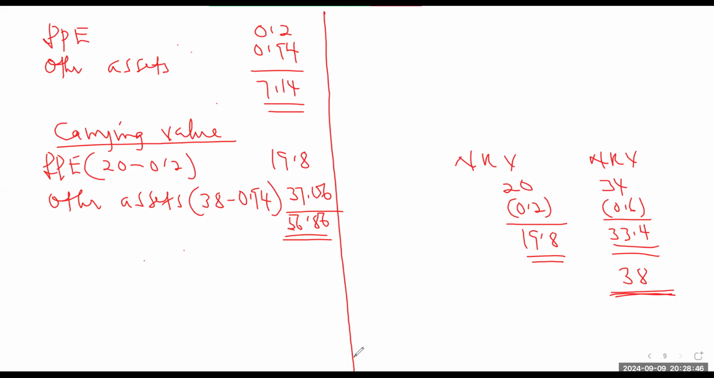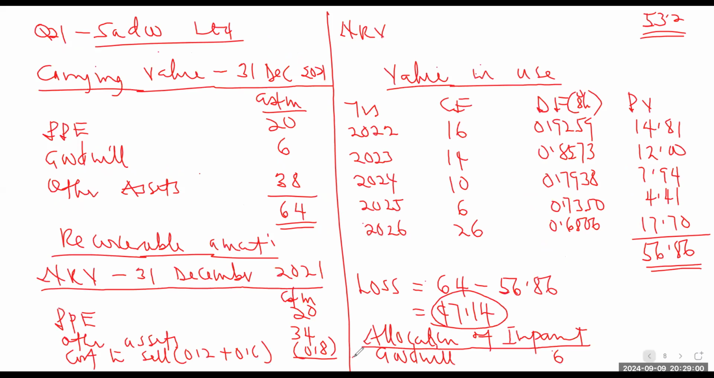7.14. So after sharing it, what portion will go to the other assets? That is what we are going to be taking. So don't go and look for a difference over here and say that you are going to write it. You only share the impairment that has been calculated. All right, this is a very comprehensive one.